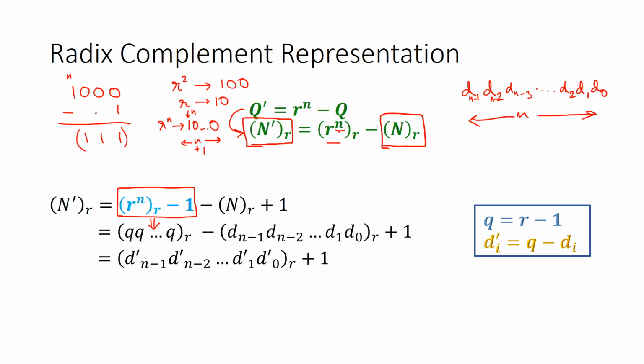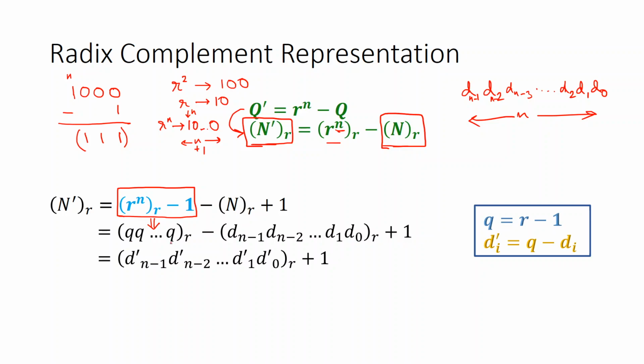Same thing happens here. When you subtract a 1 from that number, what you get is each digit becoming the maximum digit possible in that number system, and the length of that number would be n, not n plus 1 anymore, one digit reduced. So n number of q's would be there, minus this number which is already given to you, and a plus 1.